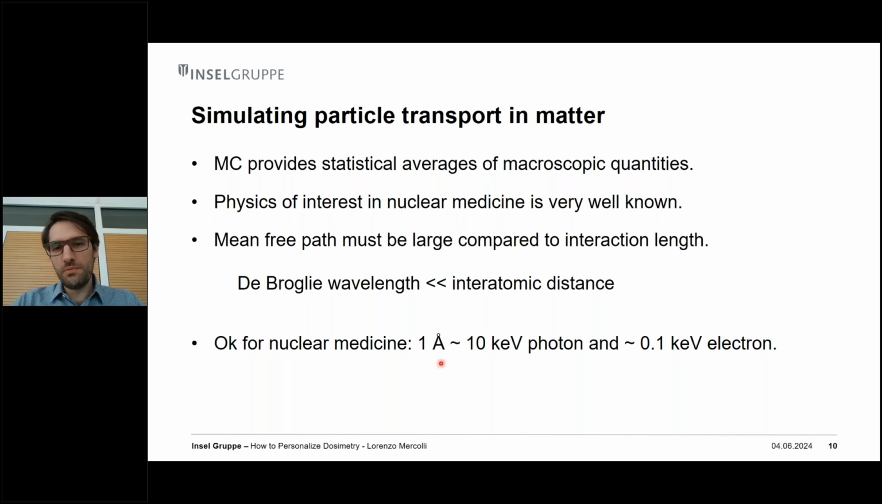So if you think of 1 angstrom being sort of the typical length scale for an atom or interatomic distances, so this would correspond to a 10 keV photon or 0.1 keV electron. And as you know, in nuclear medicine, we deal with higher photon and electron energies than this one here. So from this point of view, Monte Carlo simulations are perfectly fine for nuclear medicine purposes.